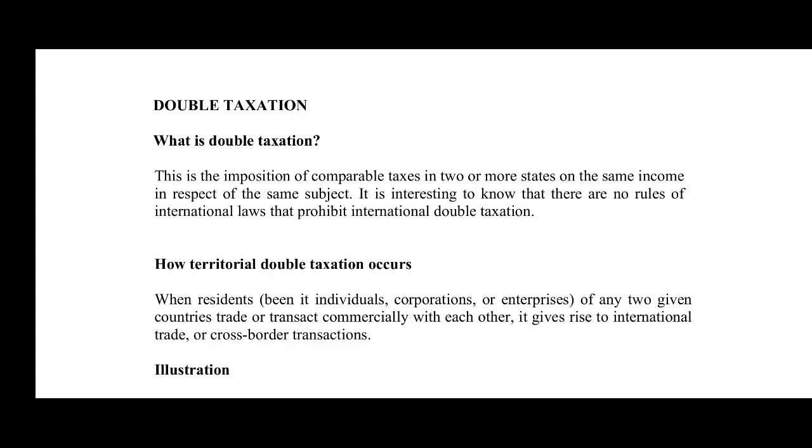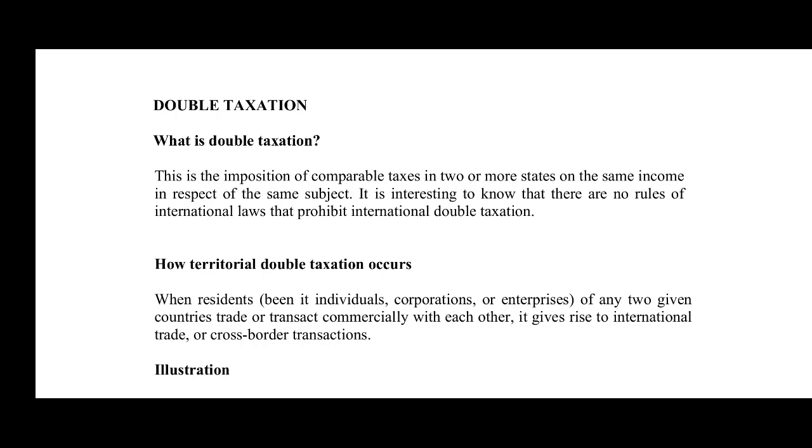Hello, guys. In this session, we'll be looking at double taxation. So, what is double taxation? This is the imposition of comparable taxes in two or more states on either the same income in respect of the same subject. It is interesting to know that there are no rules of international law that prohibit international double taxation. So, literally, double taxation is where one person is taxed twice by two different jurisdictions, or one income is taxed twice in the hands of two different people, either in the same or two different jurisdictions.